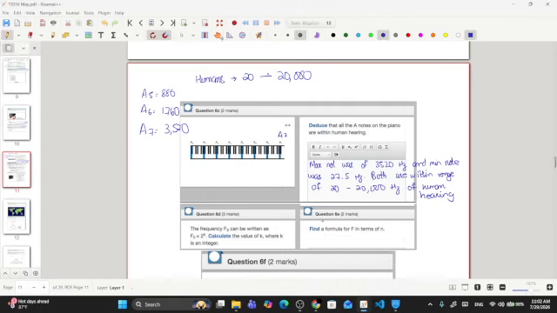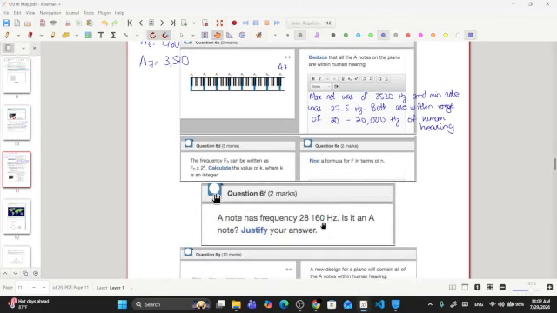The frequency f3 can be written as f naught multiplied by 2 raised to the power of k. Calculate the value of k where k is an integer. Okay.